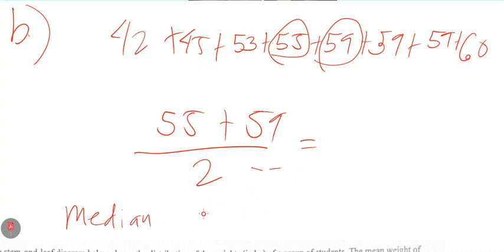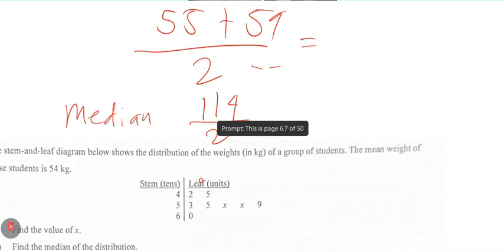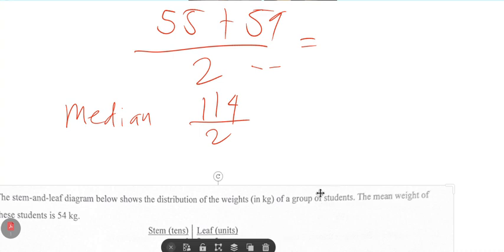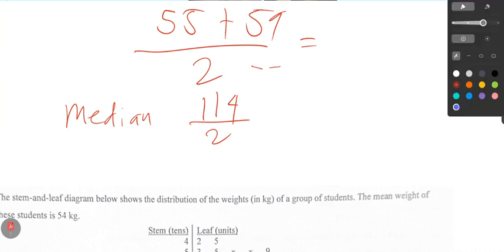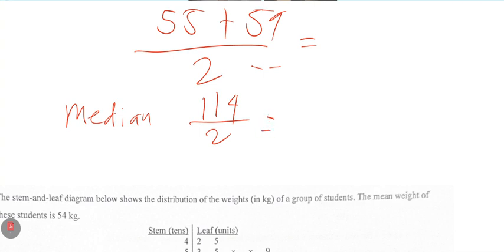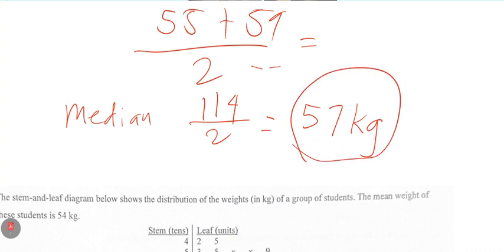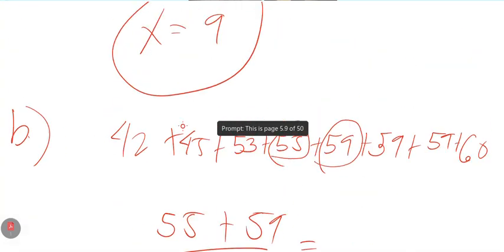So the median would be 114 over 2. Can we still divide this one? Yes, we can. That would be equal to 57. So the median is 57 kilograms. Okay, so we're done with part B.